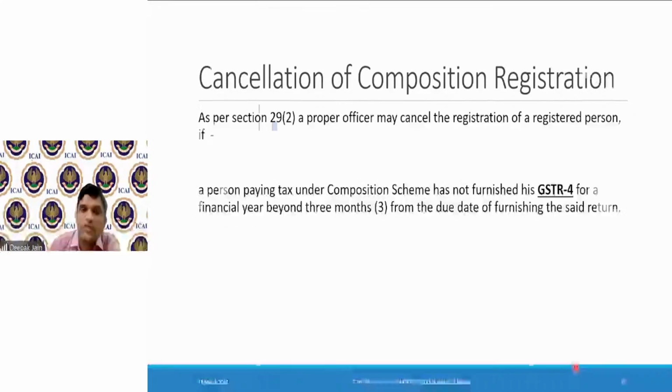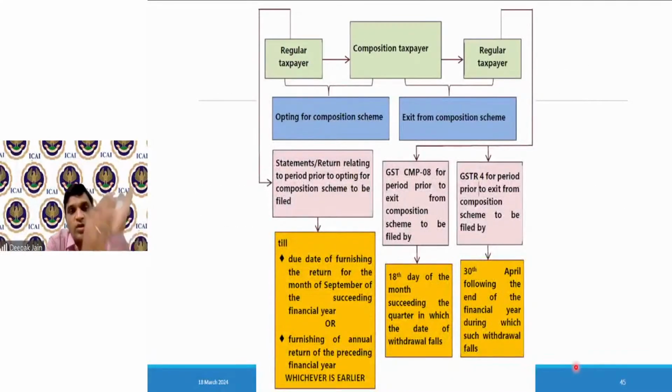Okay, so now you have to understand that you are changing your position, that you were under regular, now you are coming to composition. So all your returns under regular have to be filed. Similarly, when you're moving from composition to regular, whatever returns are due for the period under which you were under composition, that has to be filed. So that is what this provision is saying. When you move from regular to composition, do all the compliance that was there under the regular scheme. Now, when you're moving from composition to regular, whatever things were there under composition, that has to be filed. Okay, that is what this is saying.